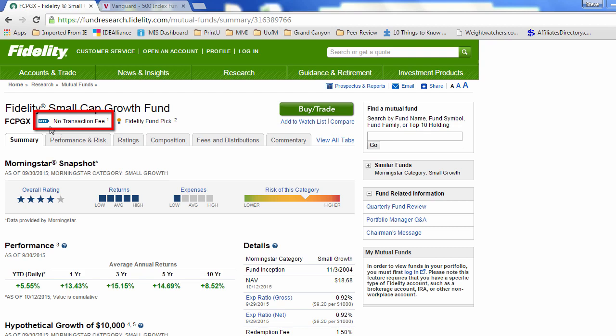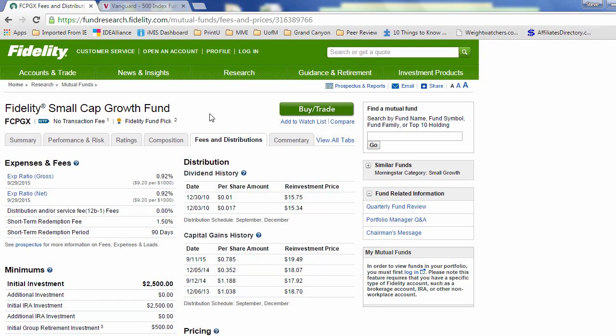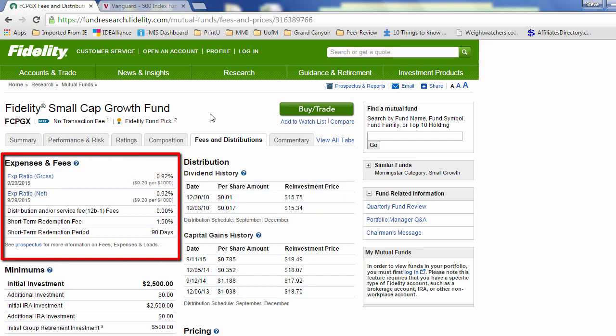So let's go take a look here now under fees and distributions and see what we see. All right, so the expense ratio is right here at 0.92. So we'll be paying 0.92% on an annual basis to own this fund. There are no 12B1 or extra service fees, so you can see that here. There is a short-term redemption fee of 1.5%, and that's related to 90 days. So if I sell before my 90 days, I'm going to get charged 1.5%.